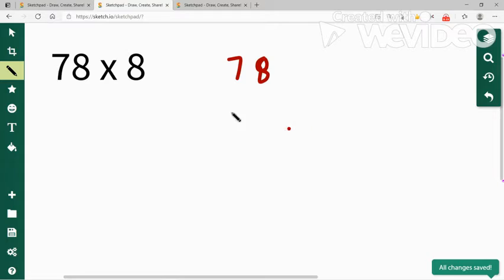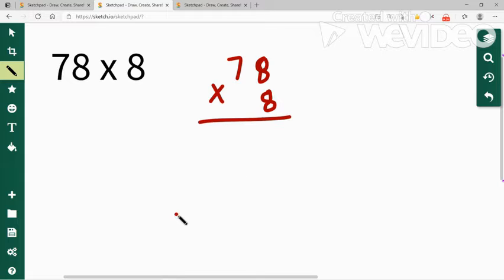I would write 78 on the top, multiplied by 8 on the bottom. Next, I would multiply my bottom ones with the top ones. So my bottom ones are 8, my top ones are 8. I would do 8 times 8, which is 64. So I would put my 4 in the ones place and carry my 6 over to the top of the tens place. Next, I would do 8 times 7, which is 56.